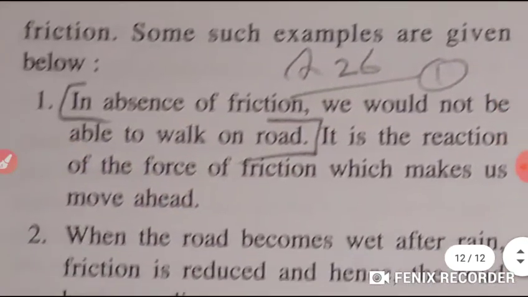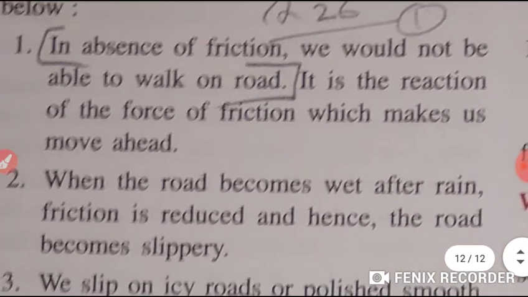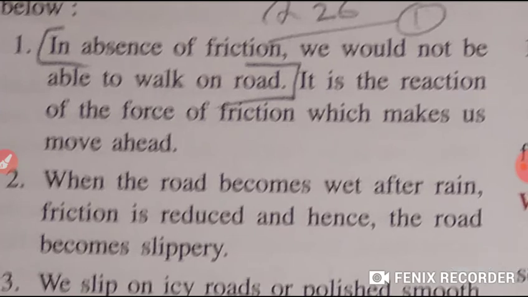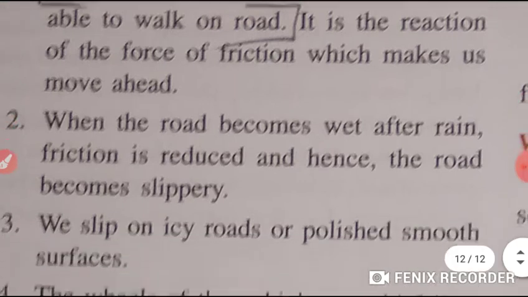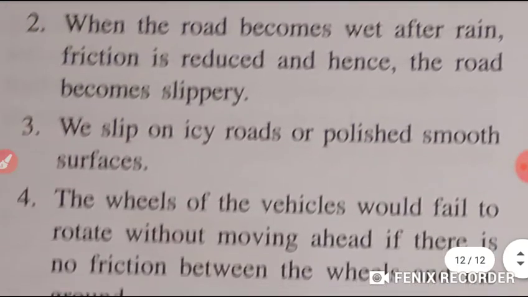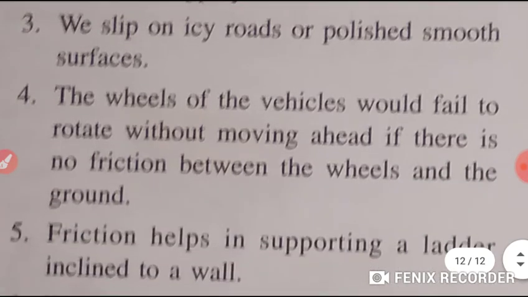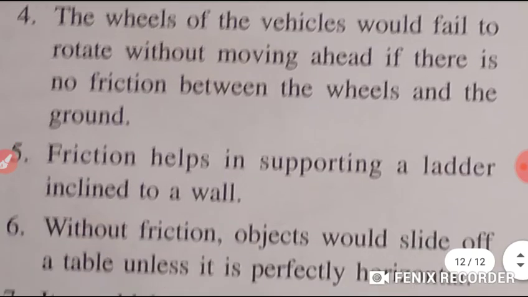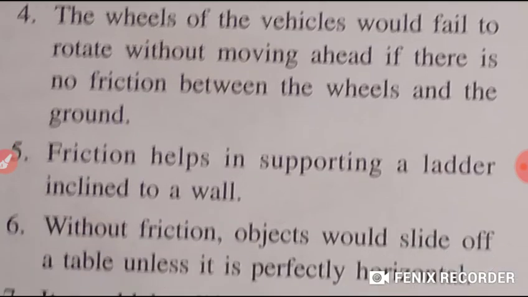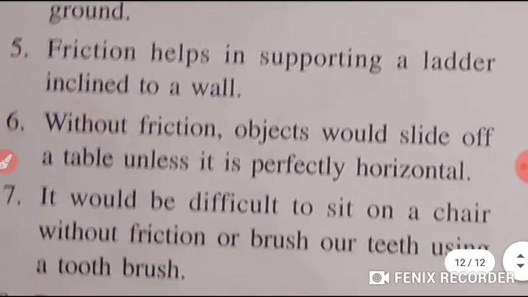Let's see these examples. First of all, in the absence of friction, students, we would not be able to move on the road. It is the reaction of the force of friction which makes us move ahead. When the road becomes wet, students, after rain, friction is reduced and hence the road becomes slippery and we may slip on that road. We slip on icy roads or polished smooth surfaces, right? The wheels of vehicles would fail to rotate without moving ahead if there is no friction between the wheel and the ground. Friction helps in supporting a ladder inclined to a wall.